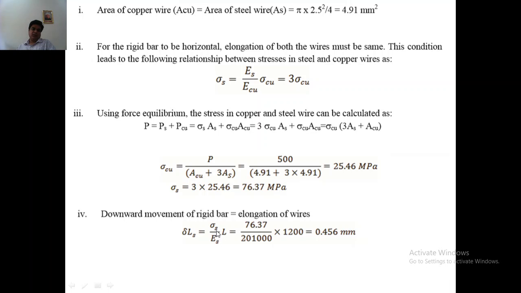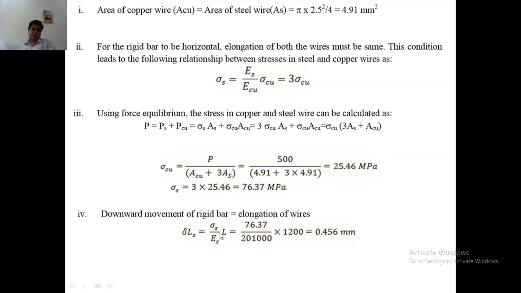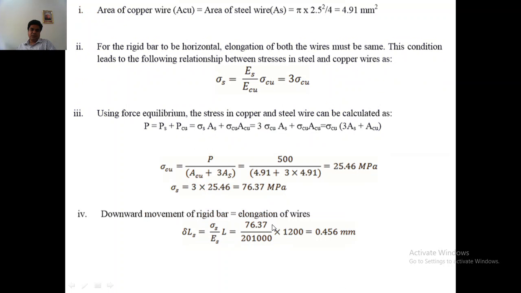Here we have the formula for elongation of wires. We know that it will be the same for both the wires. So either you can use PL by AE for steel or PL by AE for copper. Here we will calculate the downward movement or displacement of the rigid bar or the weight, which will be equal to the elongation of the wires. You can use steel or copper here. The stress in steel you just found out, Young's modulus of steel is given, and the length of the wire is also given as 1.2 meters. Substitute that, and you can see the rigid bar will move downwards by 0.456 mm.